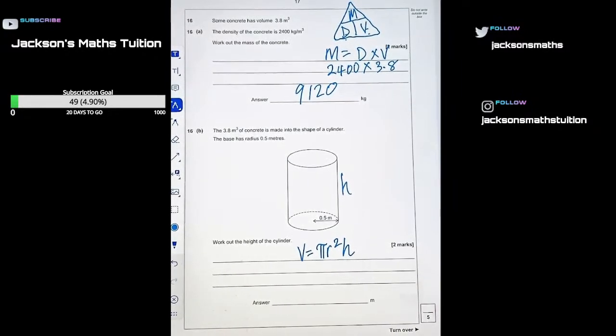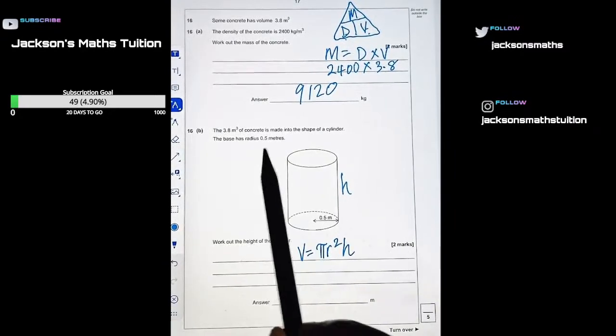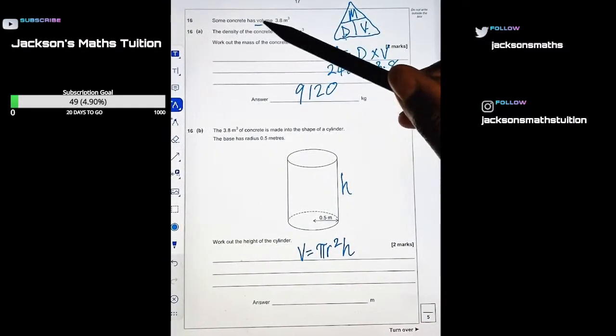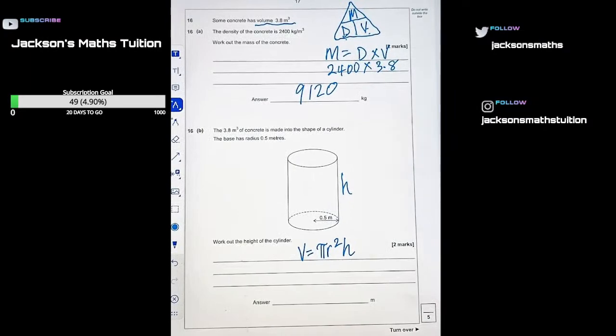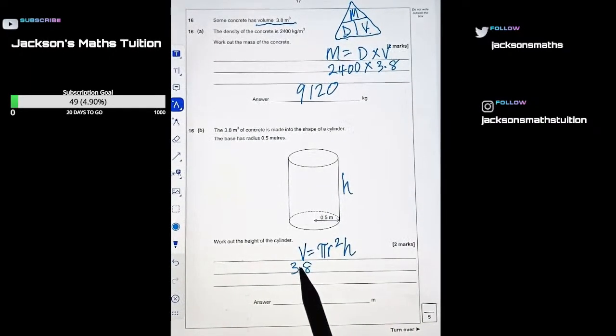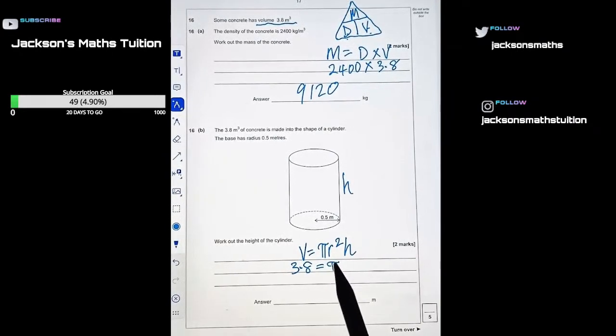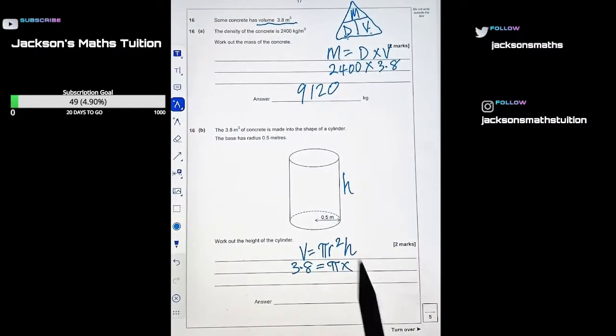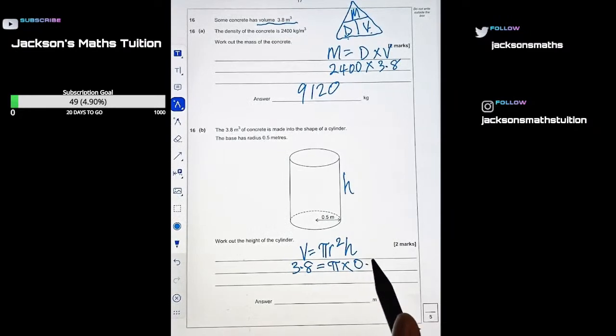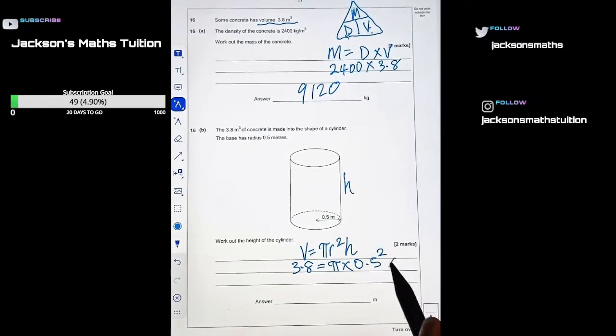Okay, let's substitute. We found the volume to be, or it was given to us, because this is from part A of the question. It says 3.8. So we know the volume is going to be 3.8. That was given to us. And that is equal to pi times the radius, 0.5, squared times by the height. That's what we're trying to find.